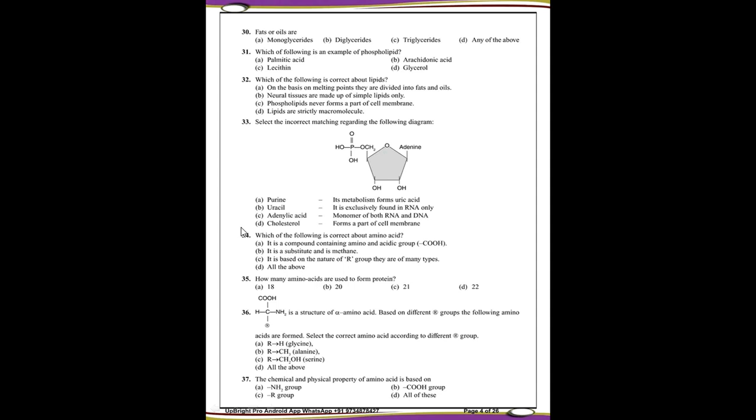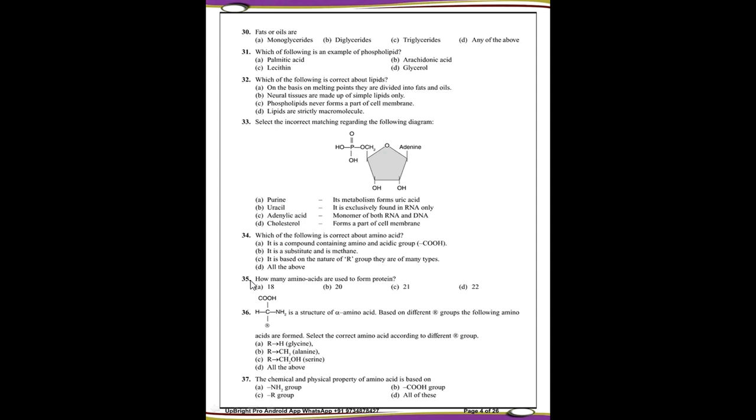So the answer voted for is D, because amino acids are made of amino group and acidic group. It is just like a substitute of methane because it has a central carbon, which is the alpha carbon bonded to an amino group, carboxylic group. So we assume it is the methane whose hydrogen has been replaced by these functional groups. So the answer for 34 is D.